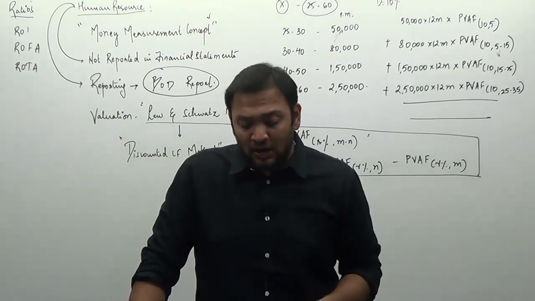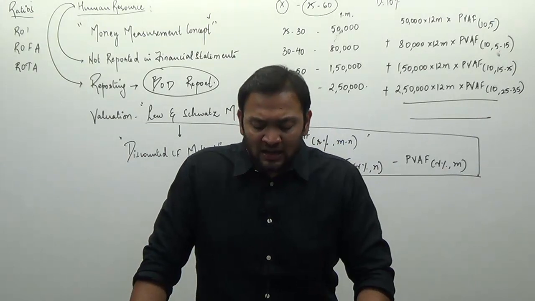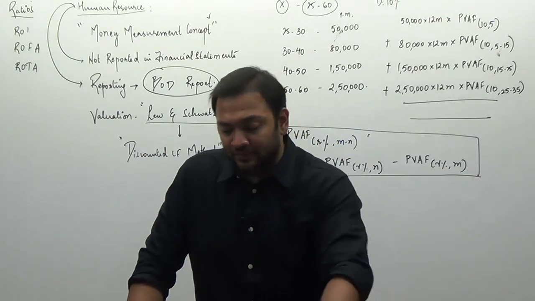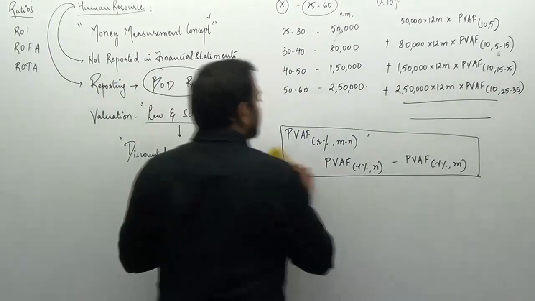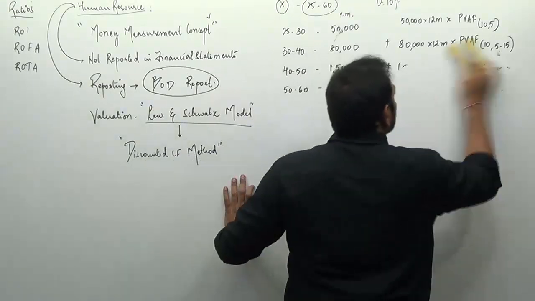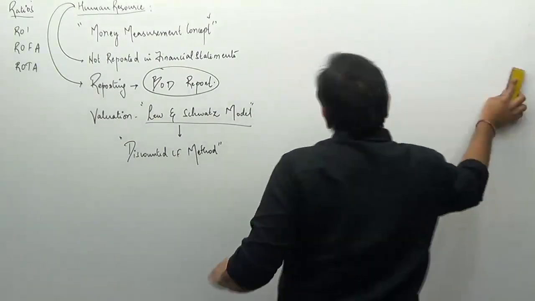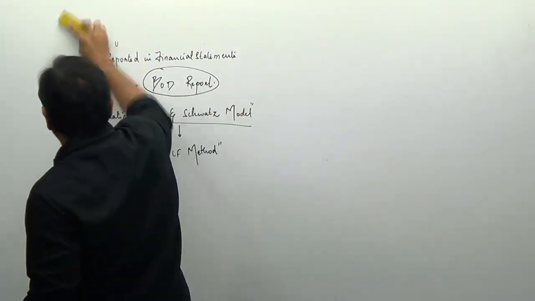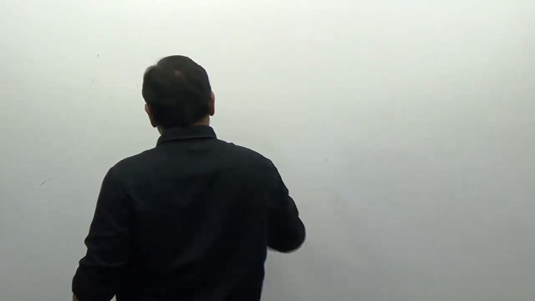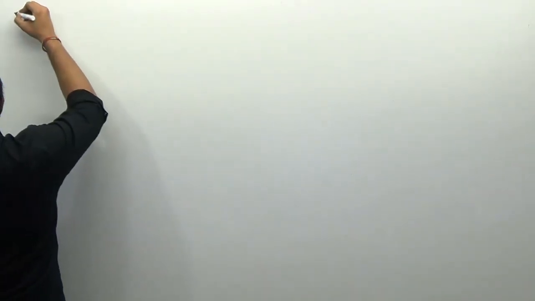Find out the value of one employee. You can multiply with the number. You will get the answer. Average age is 62 and 60. So let's start. Let's find out the value as per the Lev and Schwartz model.